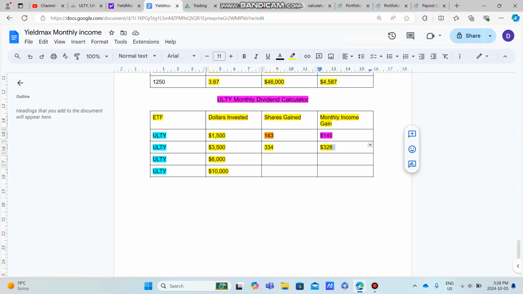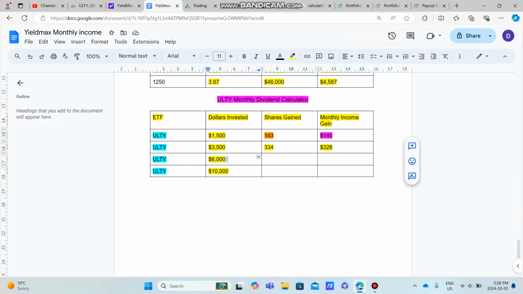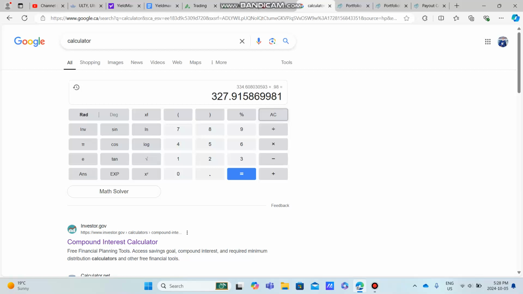So going to our next one, it's just something to keep in mind, because as the share price gets lower, that's something that I think Yieldmax might do with ULTY, is do a potential stock split. But for now, let's talk about this income. So we're up to $6,000 here. Let's see what $6,000 will get us in terms of shares.